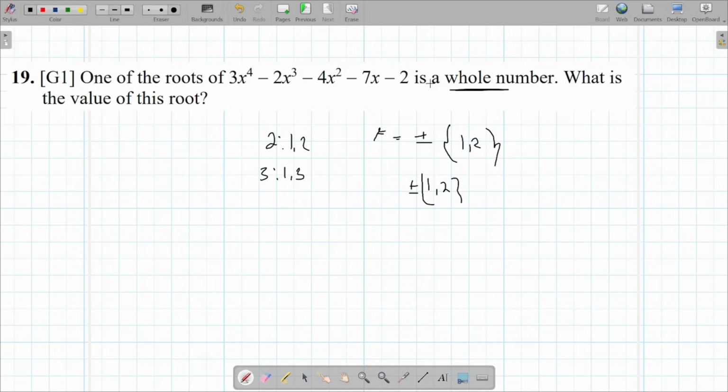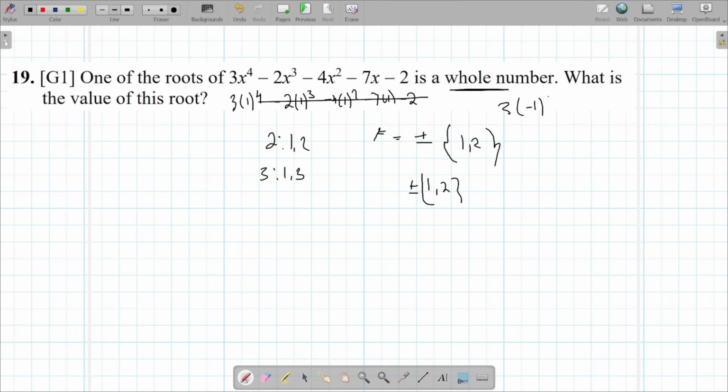How do I know if it's a root? We determine if it's a root by substituting into the equation and seeing if it equals 0. If it equals 0, congratulations, you found your root. 3 times 1 to the power of 4 minus 2 times 1 to the power of 3 minus 4 times 1 to the power of 2 minus 7 times 1 minus 2. Does this equal 0? It doesn't really look like it equals 0. You can try it out, but it doesn't. So we don't waste time, we also have to try the same for the negative.